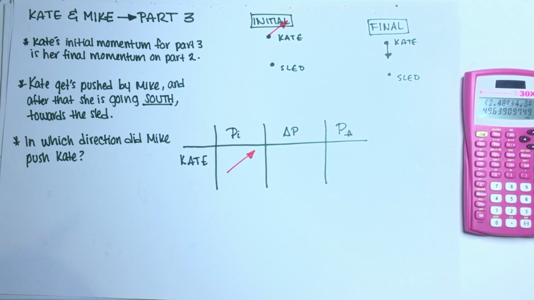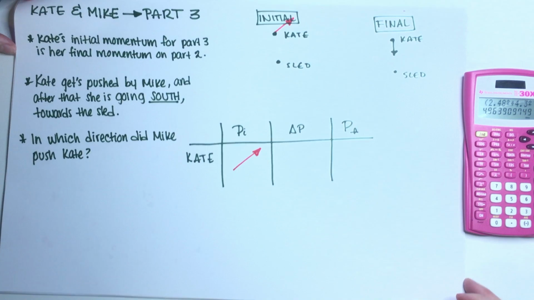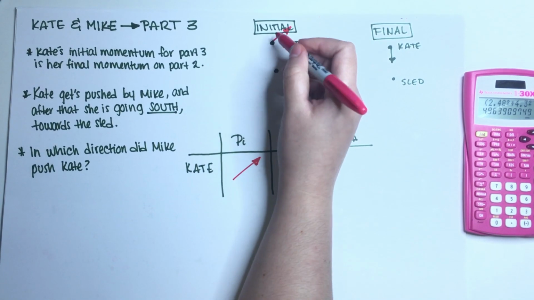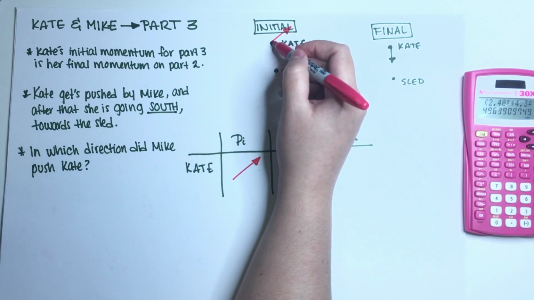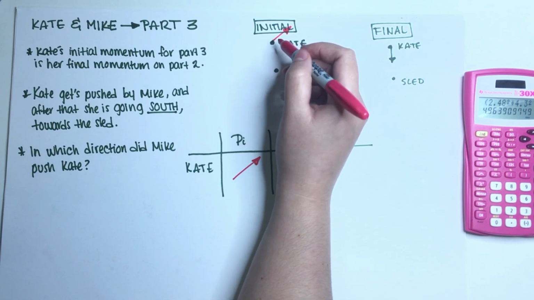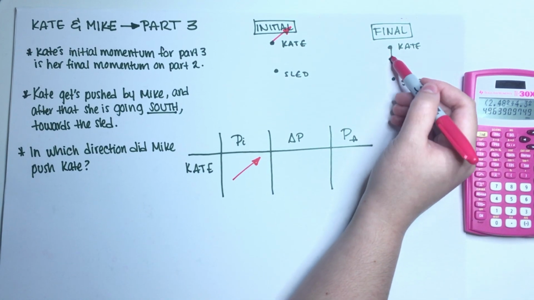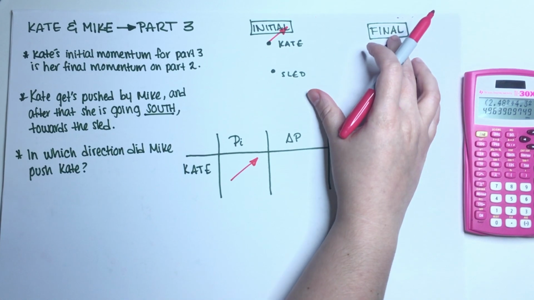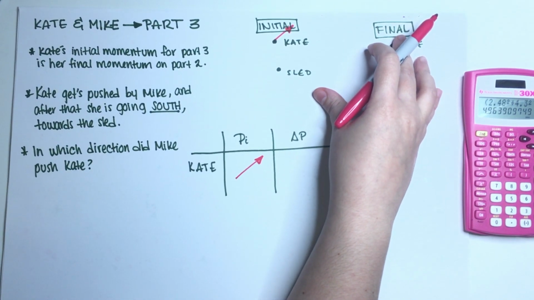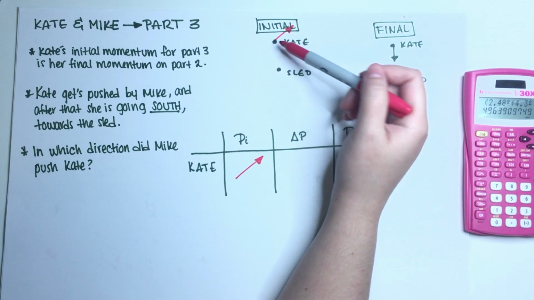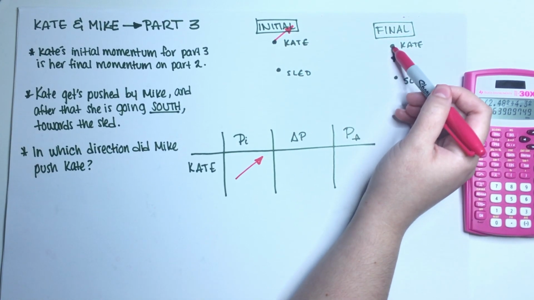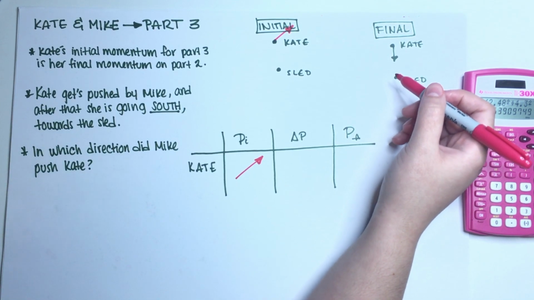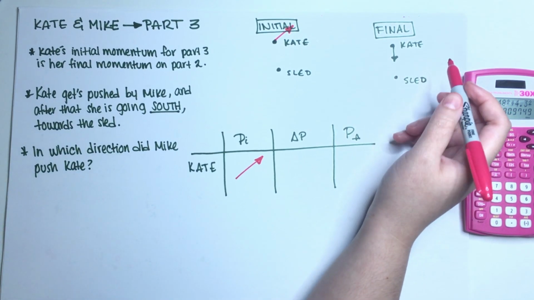Explain your answer. Okay, so at this point, our initial condition is that Kate and Mike are exactly north of the sled, but they are moving. And then Mike pushes Kate, and as a result of that push, Kate is now moving south towards the sled. Now, a lot of people in this part of the quiz, especially because they were running out of time, just figured, hey, if you're north and you want to go south, then you need to be pushed south, obviously, in order to get to the sled, right? Well, that is wrong, and you can just see that if you use a momentum chart.